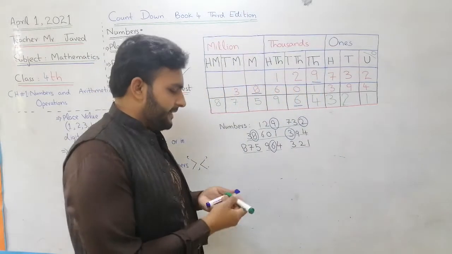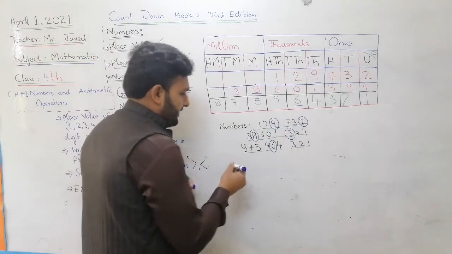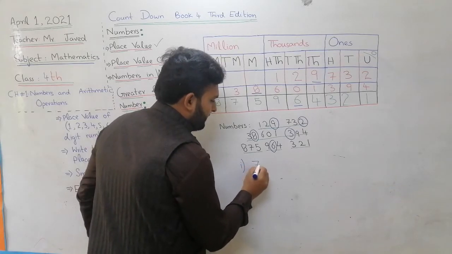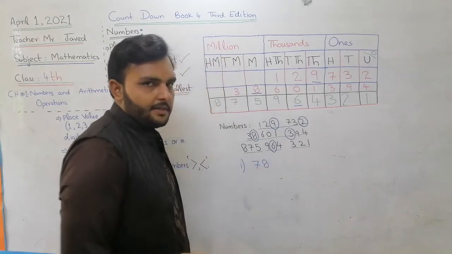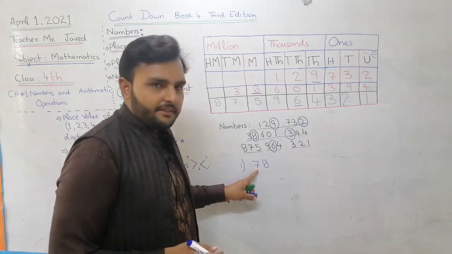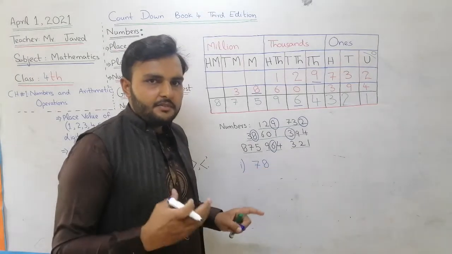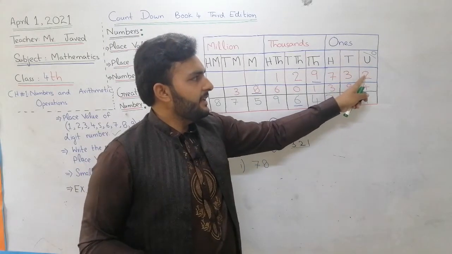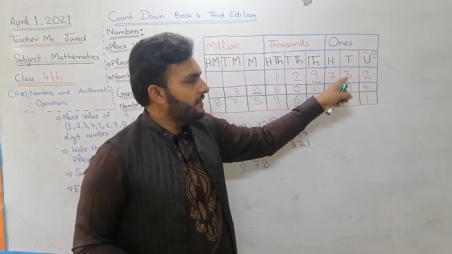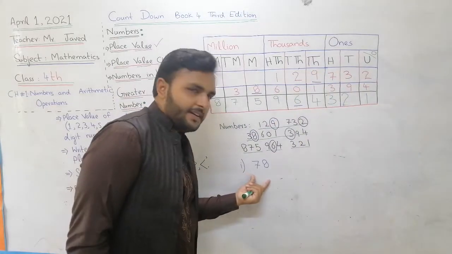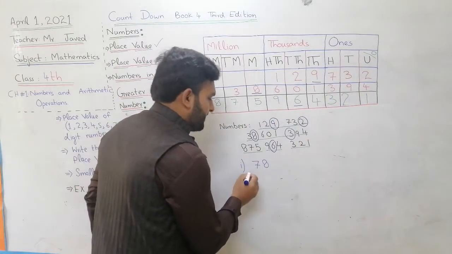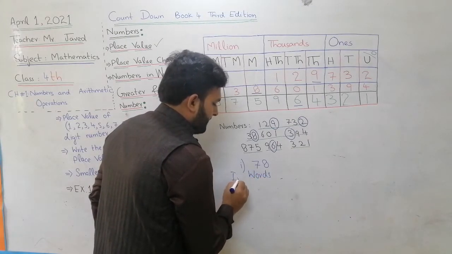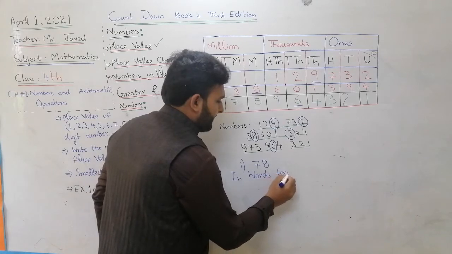Numbers in words. This is very important to us. The first number I'm going to write by myself: 78, a very simple number. How will we write it? The place of 7 is tens. The place of 8 is ones or units. If I put 7, 8 here, then 8 will be at units and 7 will be at tens. So in word form, it will be 78.